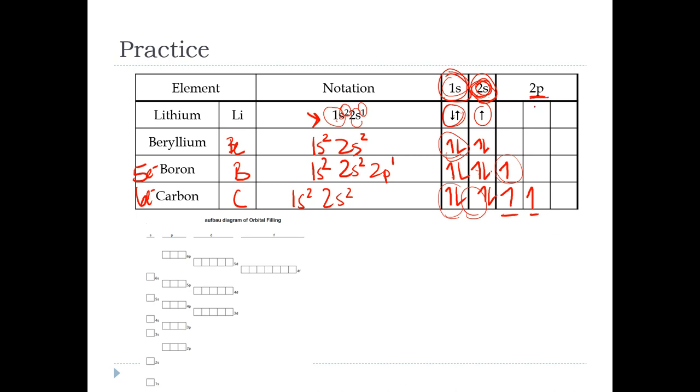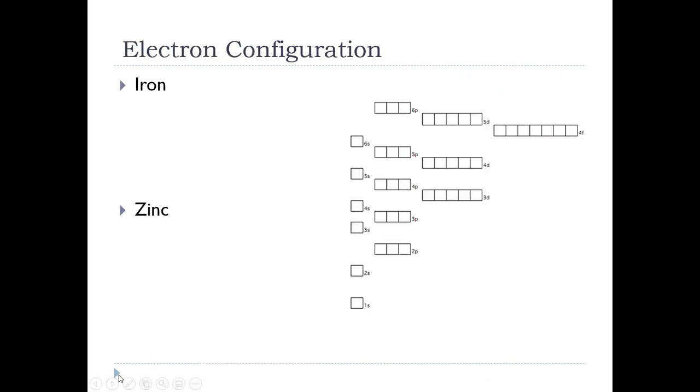Do I need to separate them? No. 2p2. Even though they're in different parts of the 2p sublevel, we're still just going to count them all up. There are 2 in the 2p sublevel. Feeling good? Kind of fun?